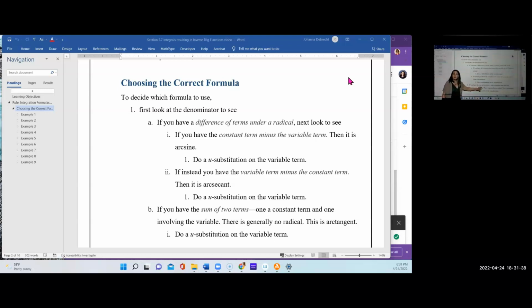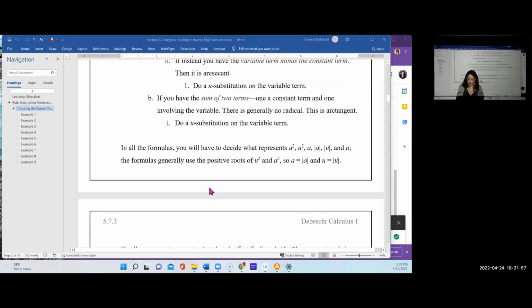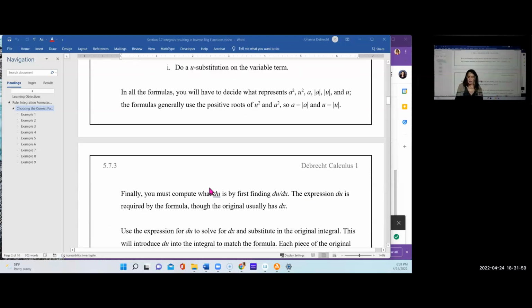On the other hand, if we look at the denominator and we see a sum of two terms, no radical and no difference, one a constant term and one involving the variable, then we know it must be the arctangent formula. Again, we'll do a u substitution on the variable term. In general, we're going to have to find what to use to substitute for a squared and u squared, and then take their principal square roots to get a and u. In other words, we typically use the principal square roots, or the positive ones, when finding a and u.